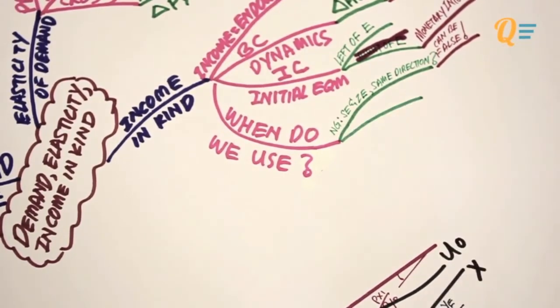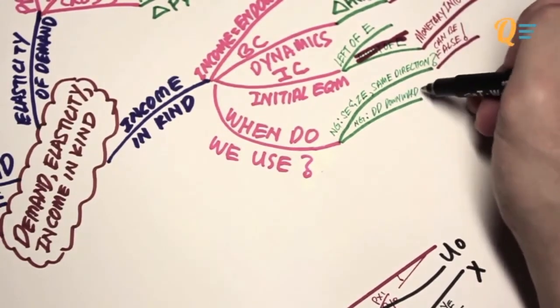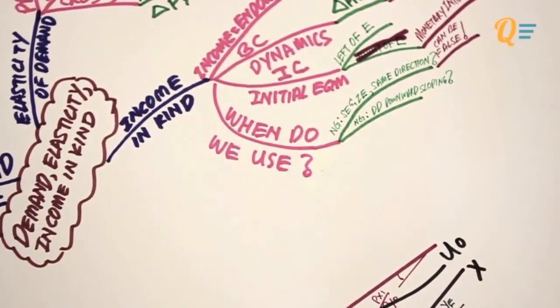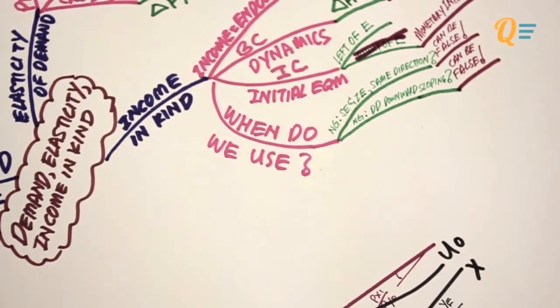Now the next scenario would be the question asking you, if X is a normal good, is the demand curve always downward sloping? So this is another statement that we can prove to be false.